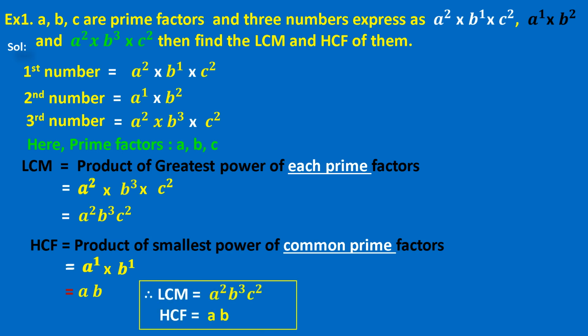So now LCM is equal to a square, b cube, c square. HCF is equal to ab.